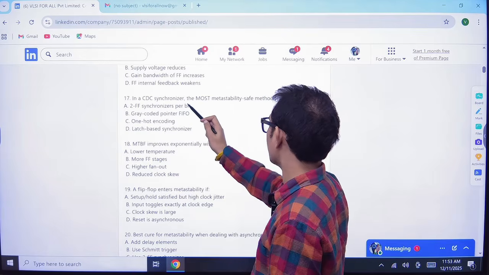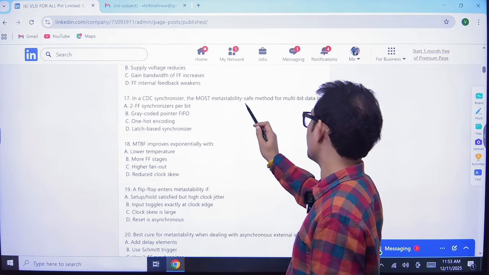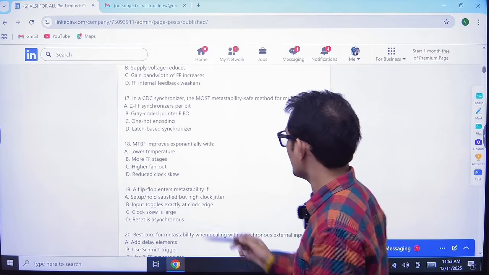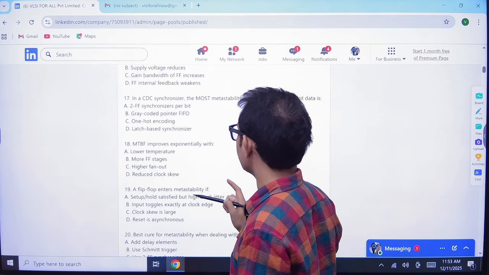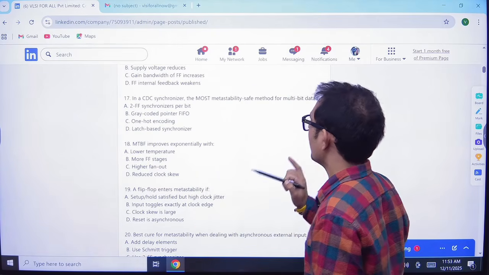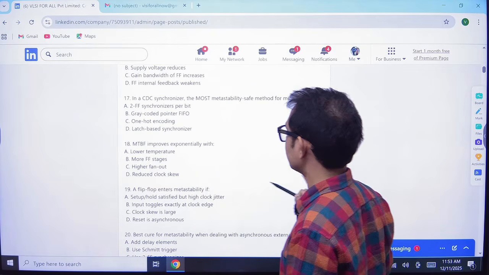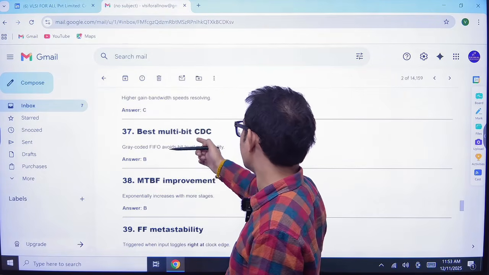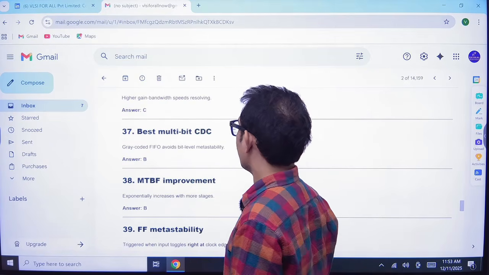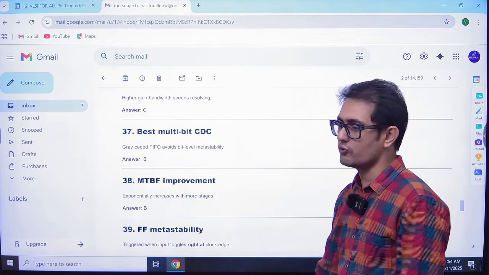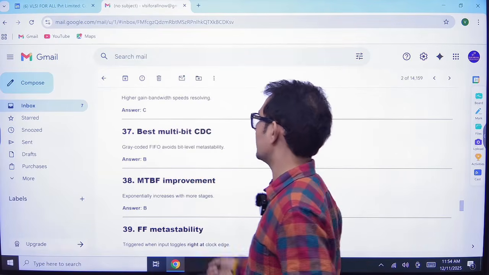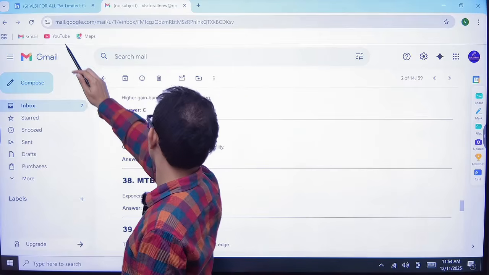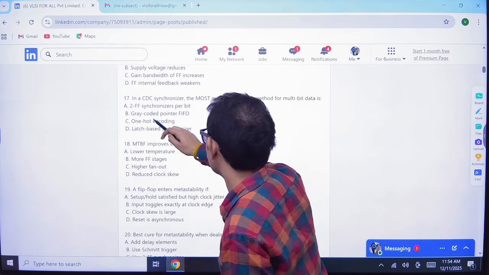In CDC synchronizers, the most metastability-safe method for multiple bit data is: 2 flip-flop synchronizer per bit, gray coded pointer, 1 hot encoding, latch-based synchronizers. It is asking about multi-bit, right? So it is B, because gray code counter changes 1 bit at a time. So for multiple bits, the best solution is gray code counter. Answer is B here.